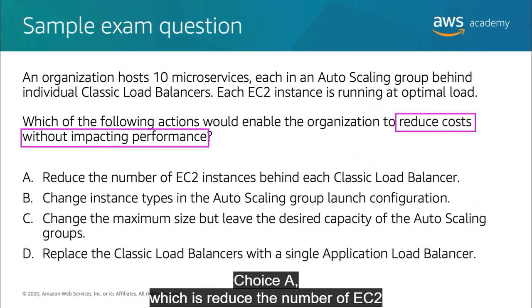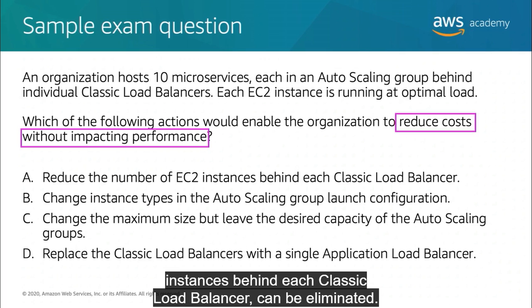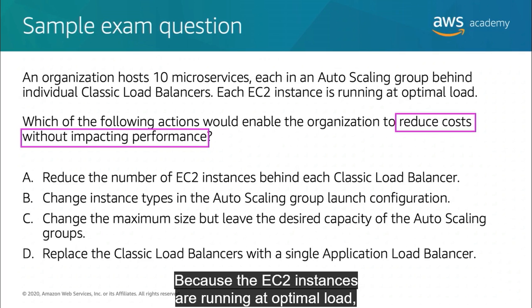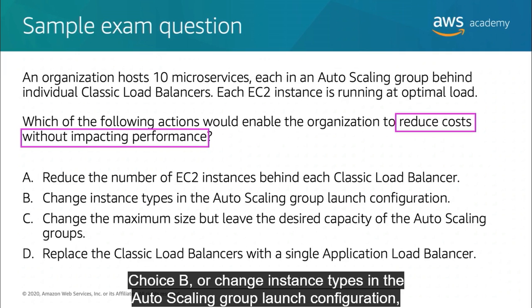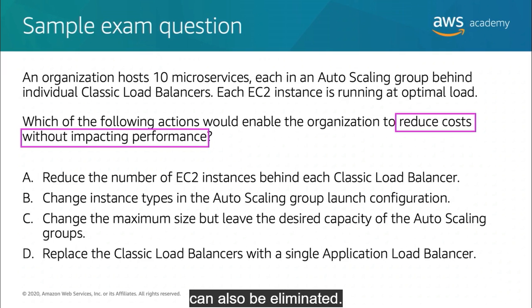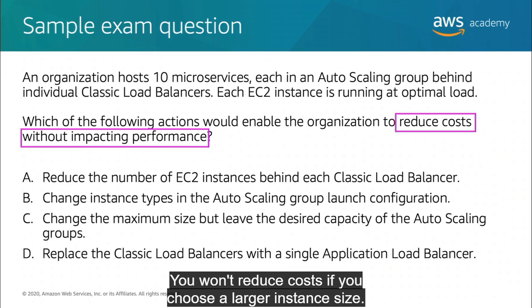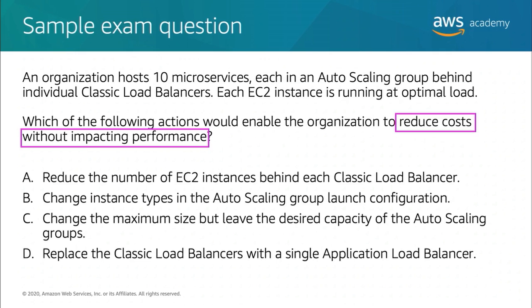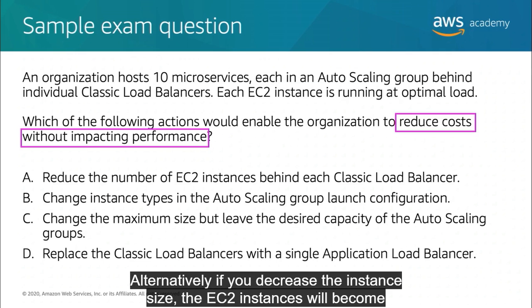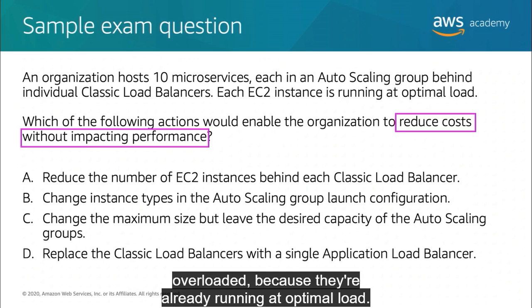Choice A, which is reduce the number of EC2 instances behind each classic load balancer, can be eliminated, because the EC2 instances are running at optimal load, they'll become overloaded if you reduce their number. Choice B, or change instance types in the auto-scaling group launch configuration, can also be eliminated. You won't reduce costs if you choose a larger instance size. Alternatively, if you decrease the instance size, the EC2 instances will become overloaded because they're already running at optimal load.